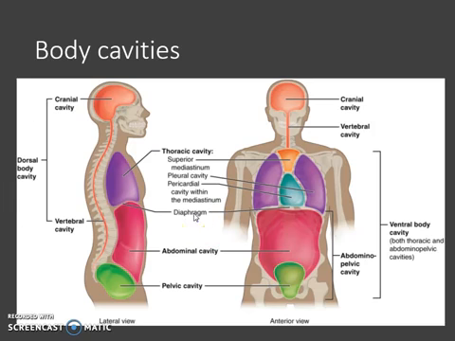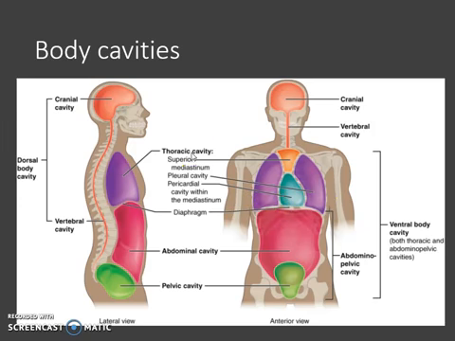The diaphragm is a muscle that is primarily used in breathing, and it also serves as a physical divider between the thoracic cavity and the abdominal cavity. On this picture, you can see it here from the side view and here from the front view.